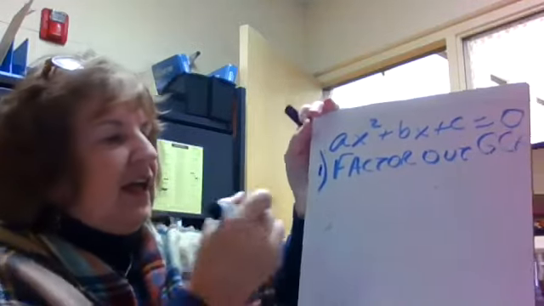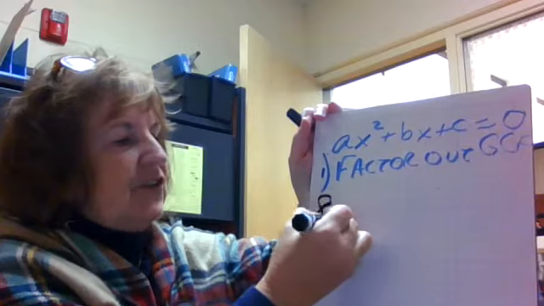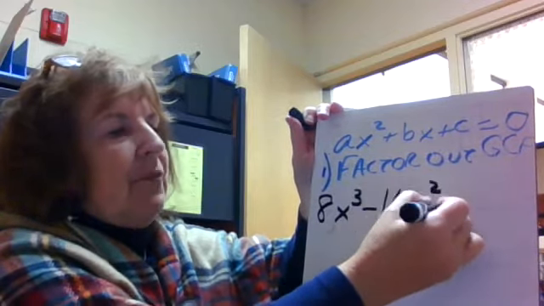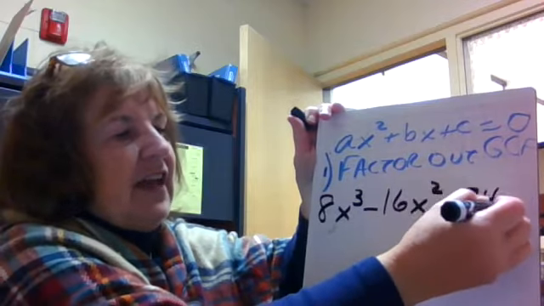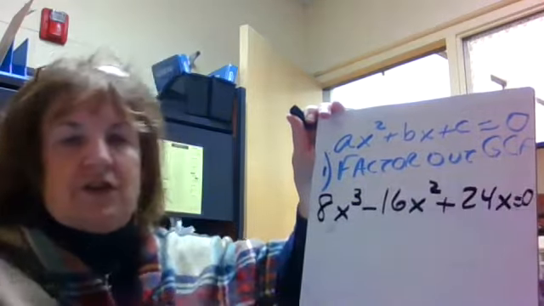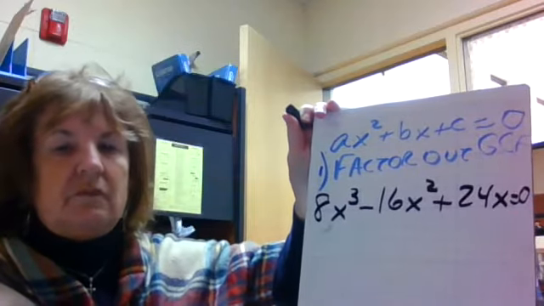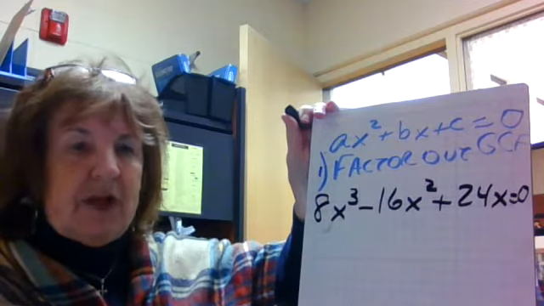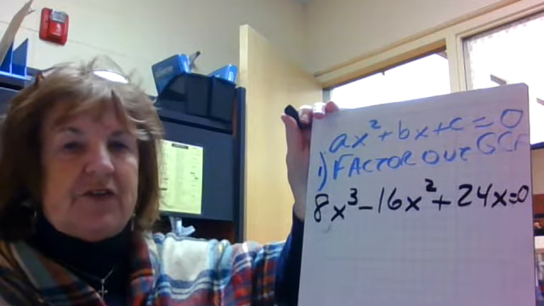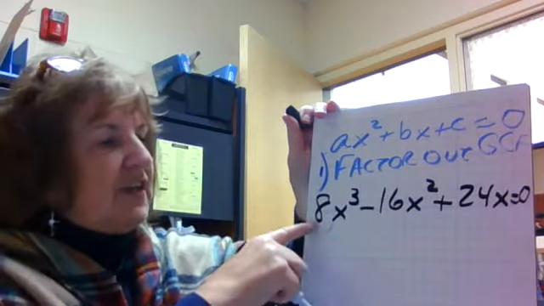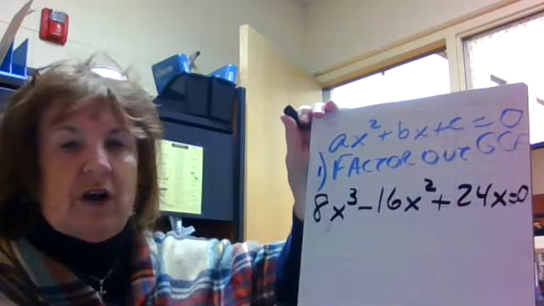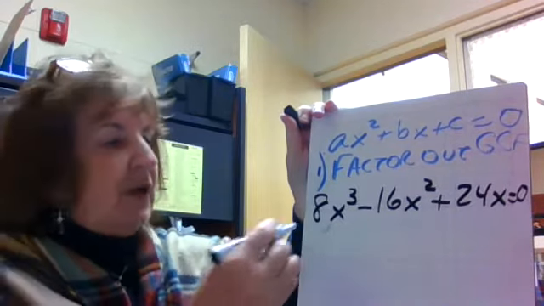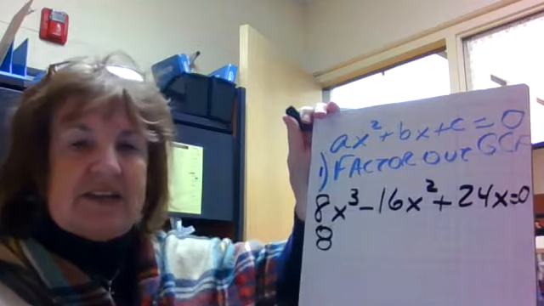Let's try another one, a little bit more complicated, just to show you that it's not always just a number. Let's do 8x to the third minus 16x squared plus 24x, and we set it equal to 0 also. Well, if you take a look at this, because there are letters in every term, you're going to separate the numbers from the letters. So what number goes into 8, 16, and 24? Well, there are a bunch of them, but we want the biggest one. And the biggest number that will go into all three is the number 8.